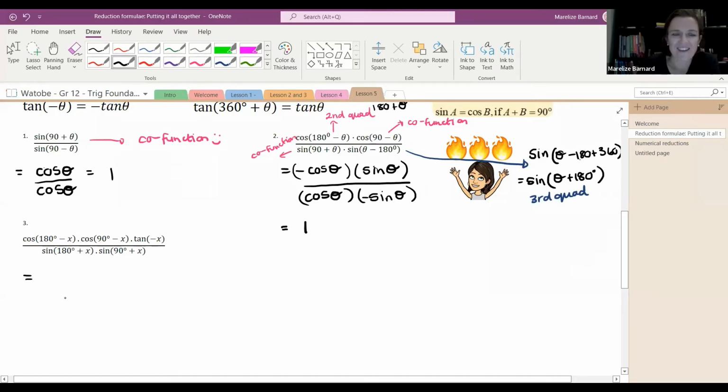Okay. Right. So we are going to reduce cos of 180 minus x. We reduce that to negative cos x because cos in the second quadrant is negative. Cos 90 minus x is going to reduce to sine of x, because that's the 90-degree rule. And then tan of a negative angle is negative tan x. Remember, a negative angle is in the fourth quadrant, so tan is negative in that quadrant.